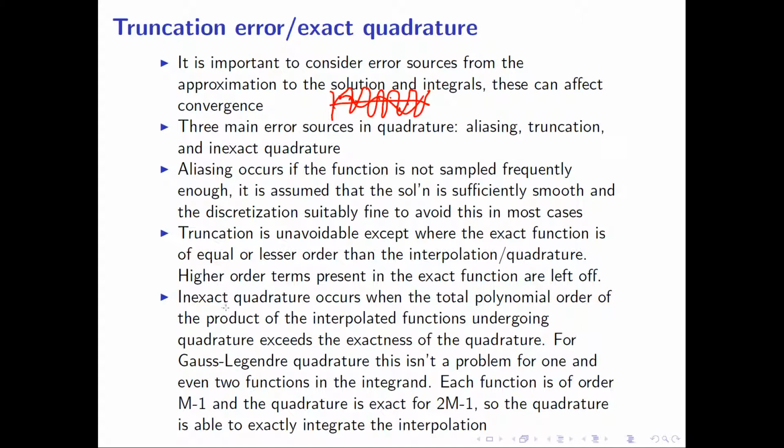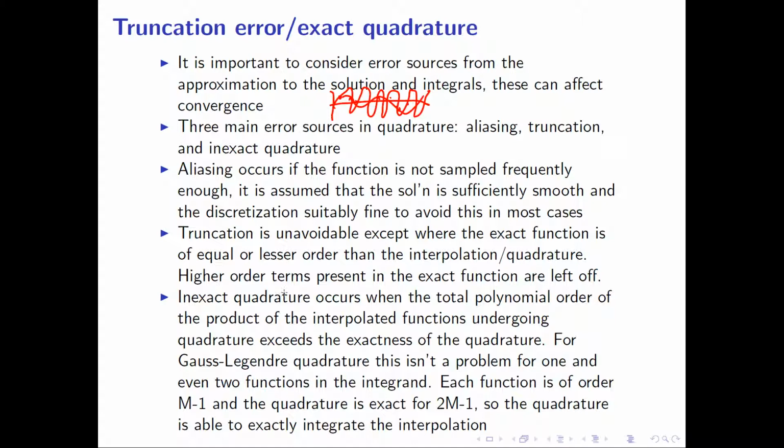The third possible source of error is inexact quadrature. This results when the total polynomial order of the product of the interpolated functions that you're attempting to perform quadrature on exceeds the exactness of the quadrature.